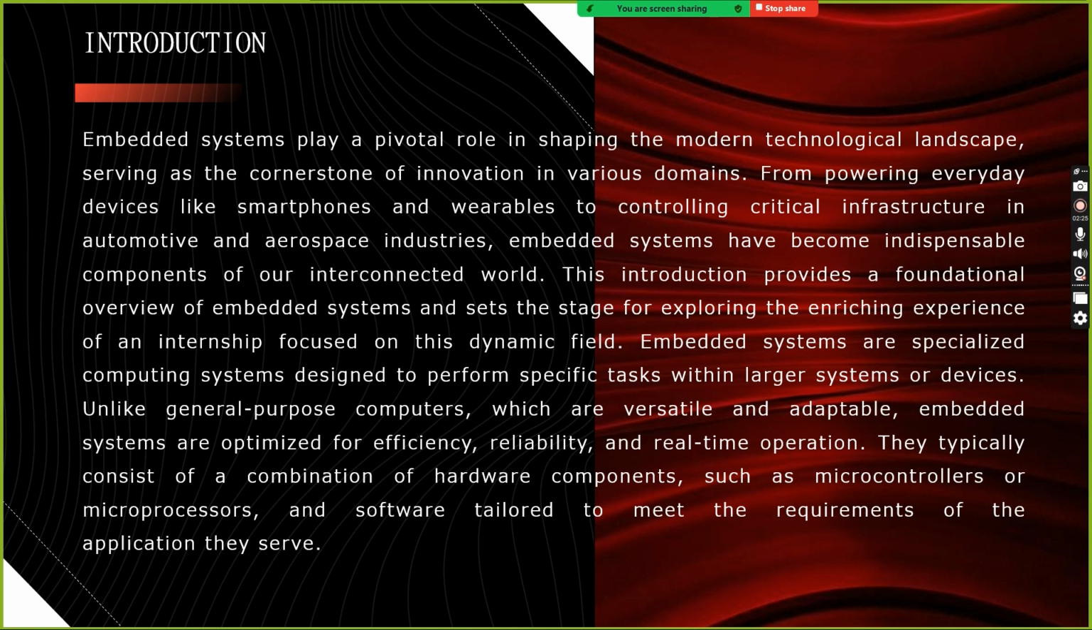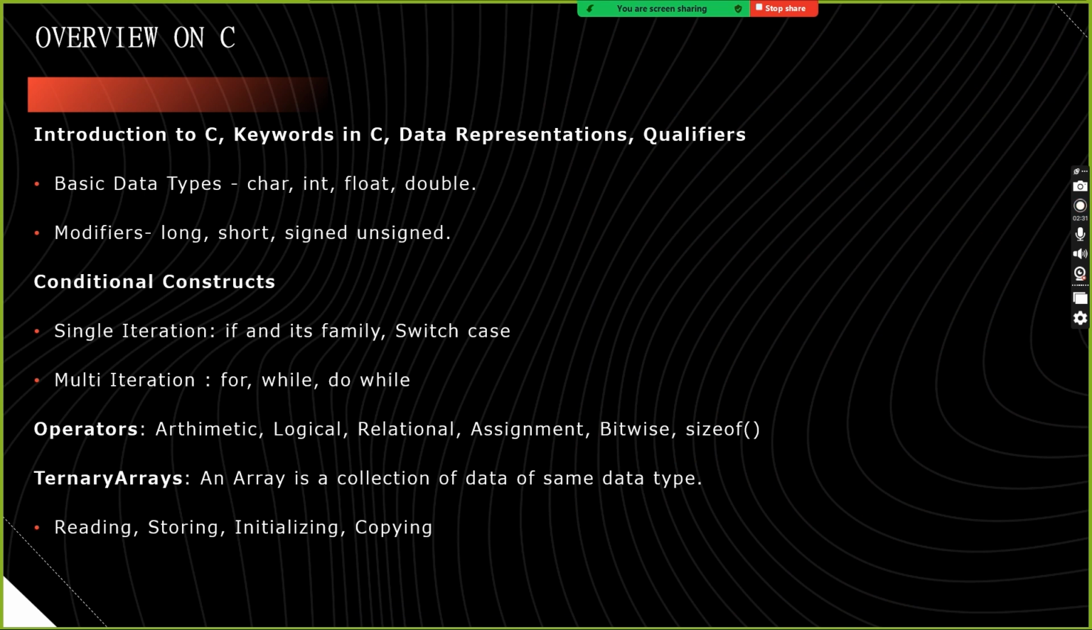of the application. Coming to the overview of embedded C, firstly, we went across the basic data types that are used in embedded C, that are character, integer, float, and double. We came across modifiers such as long, short, signed, and unsigned. We also came across conditional constructs that are classified into two types, single iteration and multi-iteration. Single iteration constructs include if and if's family, switch case, whereas multi-iteration constructs include for, while loop, and do while.